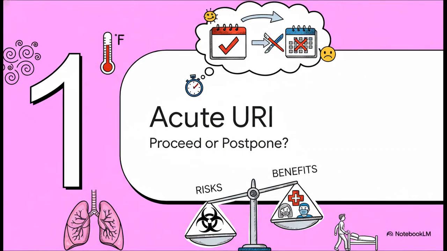The acute upper respiratory infection. Honestly, this has to be one of the most common preoperative hurdles we face. It puts us right in that tricky spot, doesn't it? Do we push on with an elective case and risk a respiratory complication, or do we postpone, which messes up everyone's day, especially the patient's?